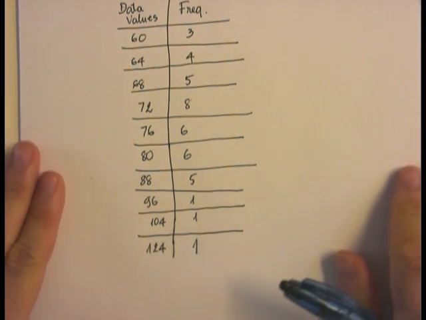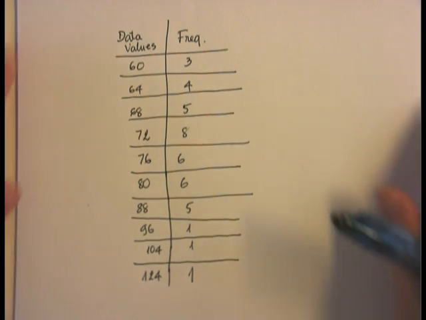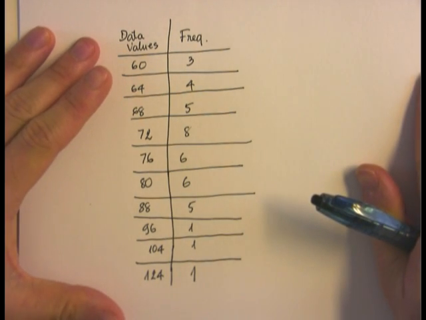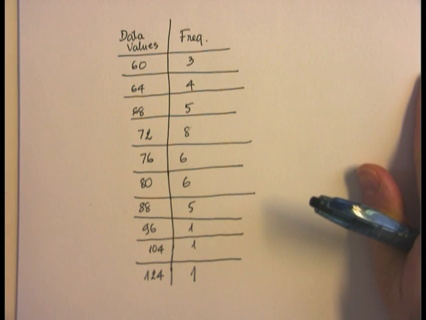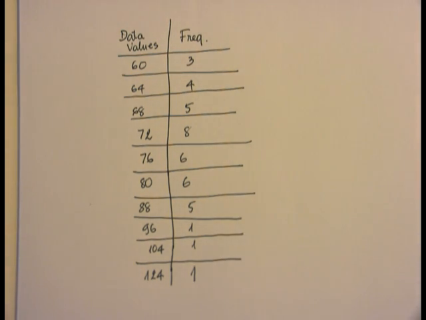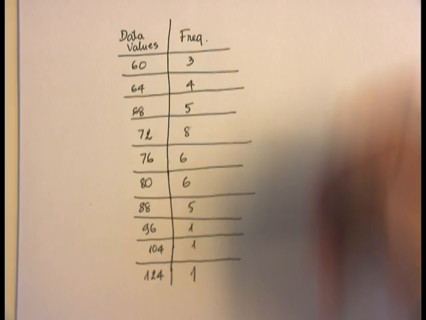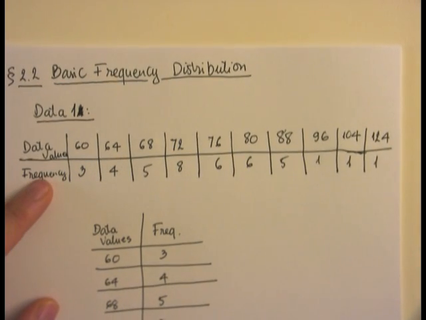And so what I'm trying to say once again is that alternatively, you can also simply construct your basic frequency distribution using a vertical table just like this, instead of the sideways one like we had earlier.